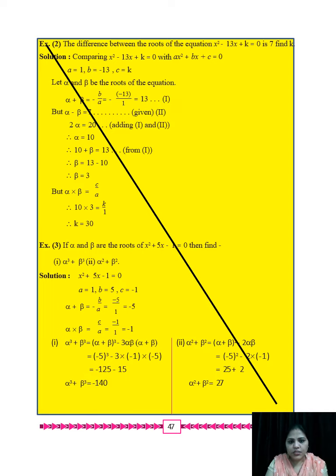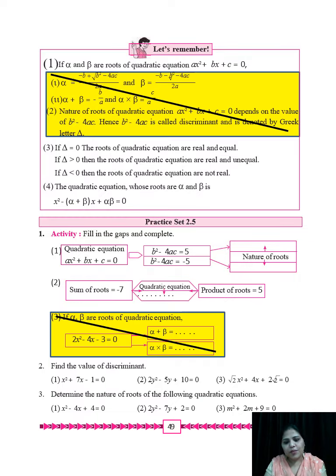Now page number 47. Second example and third example, both are being cancelled now. Then page number 49, in that the let's remember part is given. In this, from the second line, first and second point and nature of roots, this much, this dialog box which I had put, highlighted, this much you have to cancel.